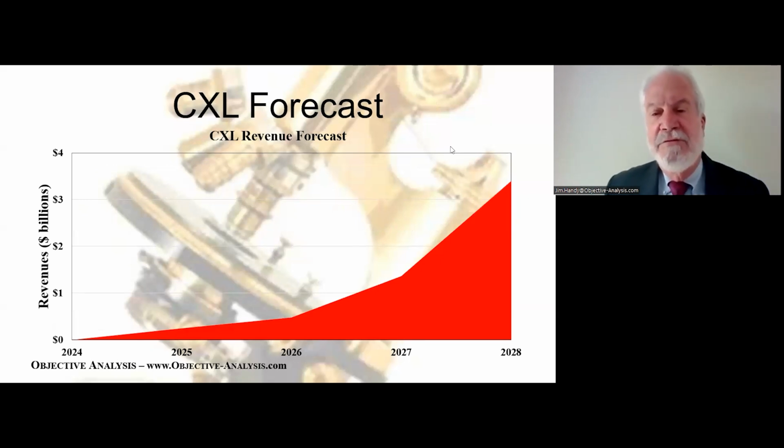So this is our CXL forecast. It's basically for CXL memory modules because we think that's where the majority of the market is going to be in the near term. The switches were defined an awful lot later than the CXL memory modules, and still CXL memory modules are not that widely available. But over time, and as we see CXL gaining in popularity, we're expecting to see servers in data centers using an awful lot more CXL. And so we're expecting revenues for CXL memory modules to hit about $3.4 billion by 2028.